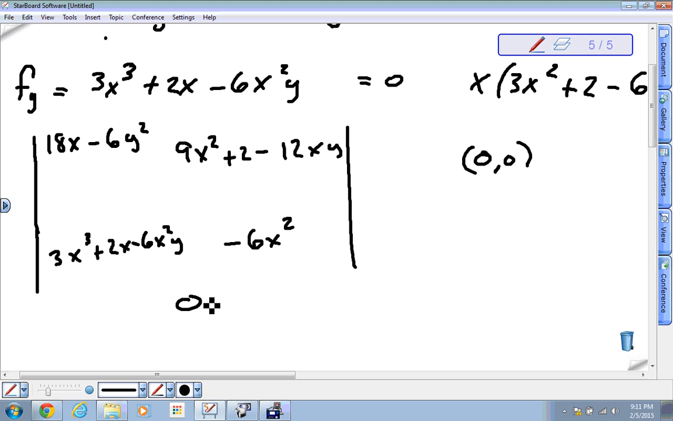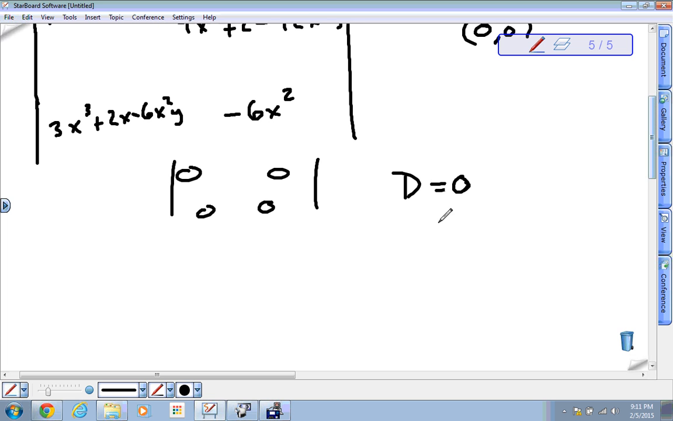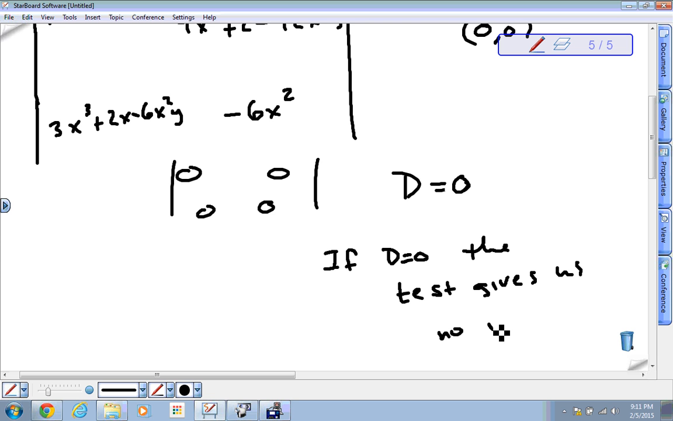So this is an interesting one. We get 0, 0, 0, 0. And so we get, well, our d is equal to 0. Well, that's weird, because Jay, you didn't mention that to us. Well, yeah, there's a few bizarre points. It says if d equals 0, the test gives us no information. Well, now why is that, do you suppose?